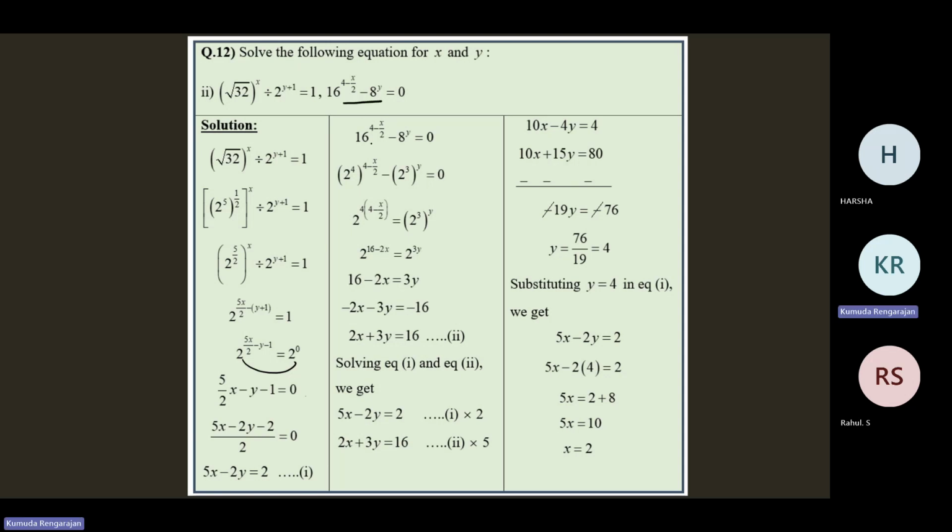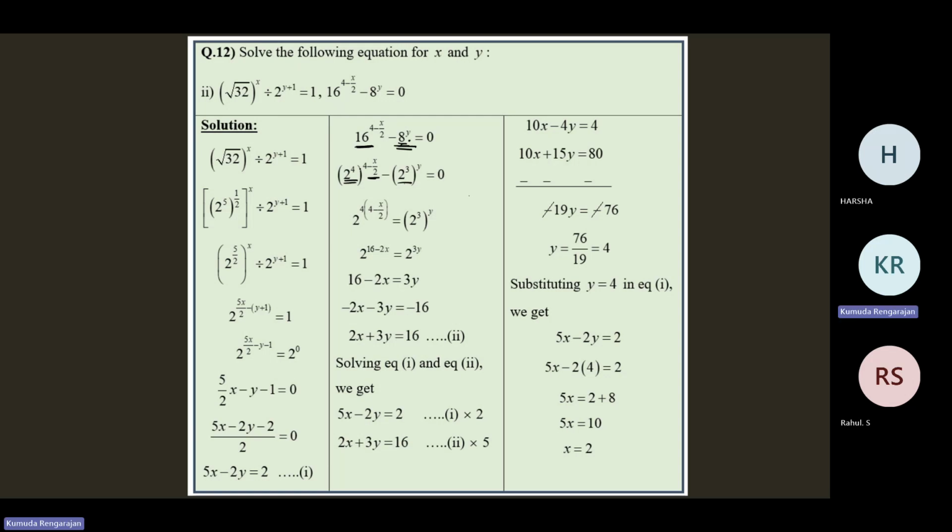Now take the second equation given to you. Write 16 and 8 in base 2. 16 is 2 to the power 4. 8 is 2 cubed. Already there's this power 4 minus x by 2, write that. And here 8 is 2 cubed. There's this power y, write it. Is equal to 0.